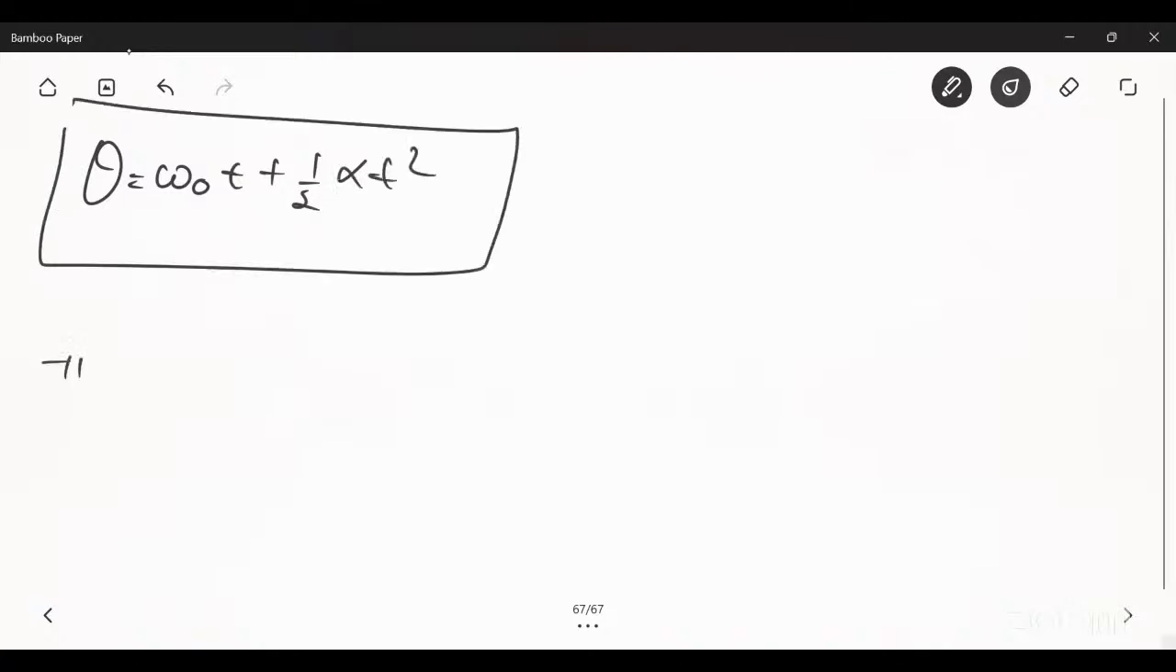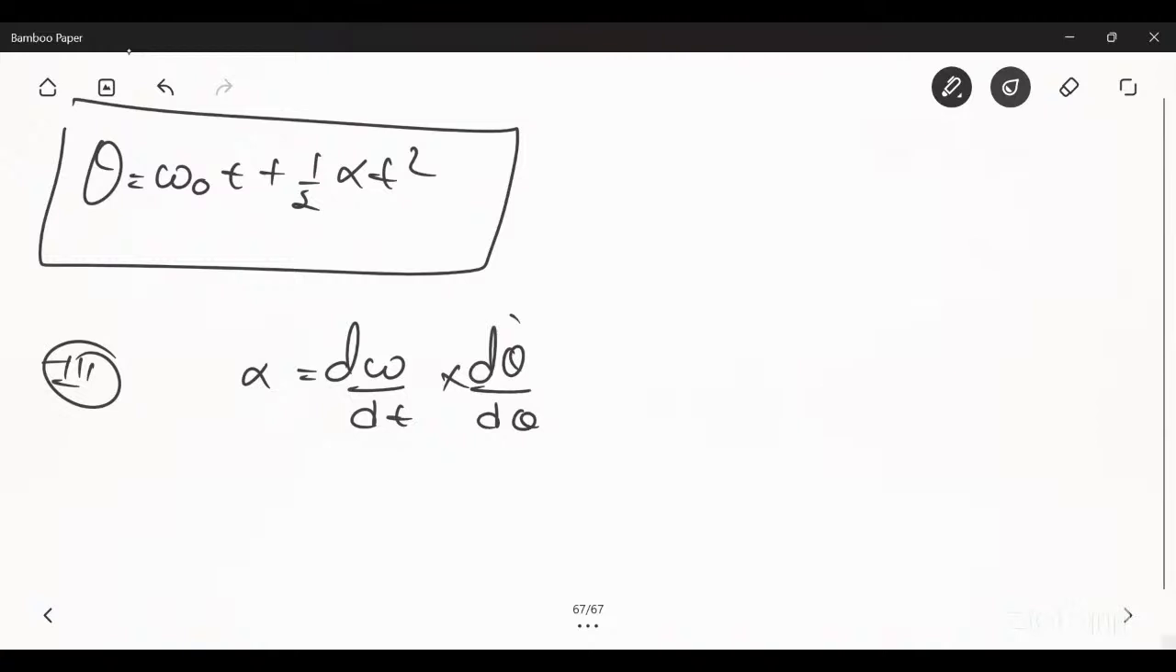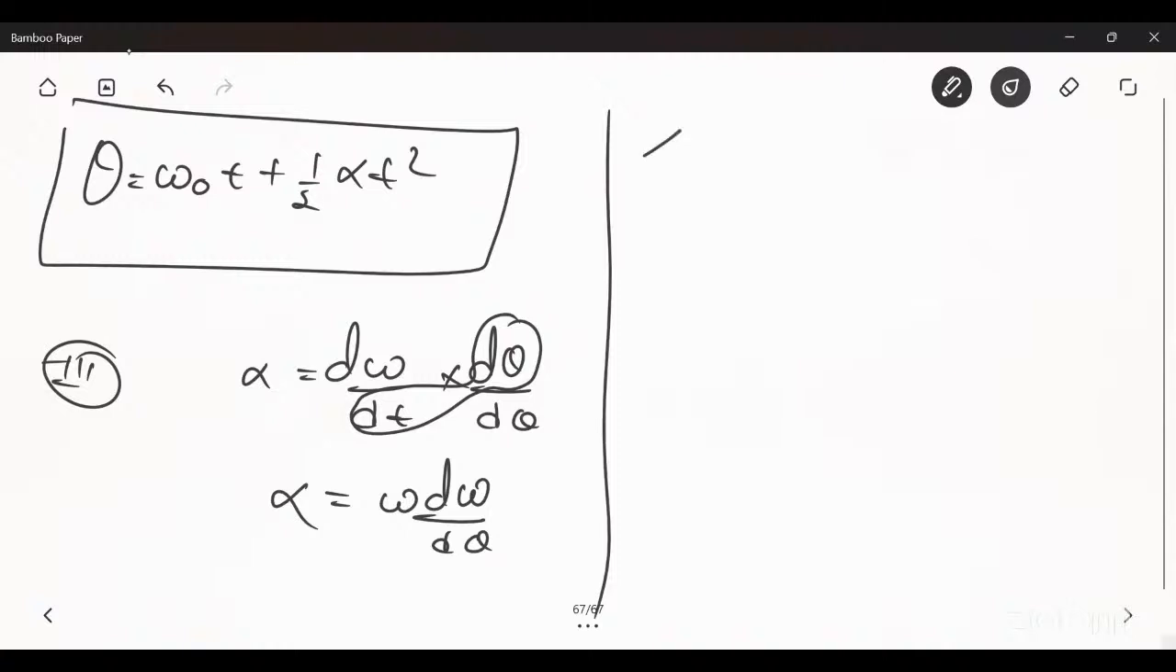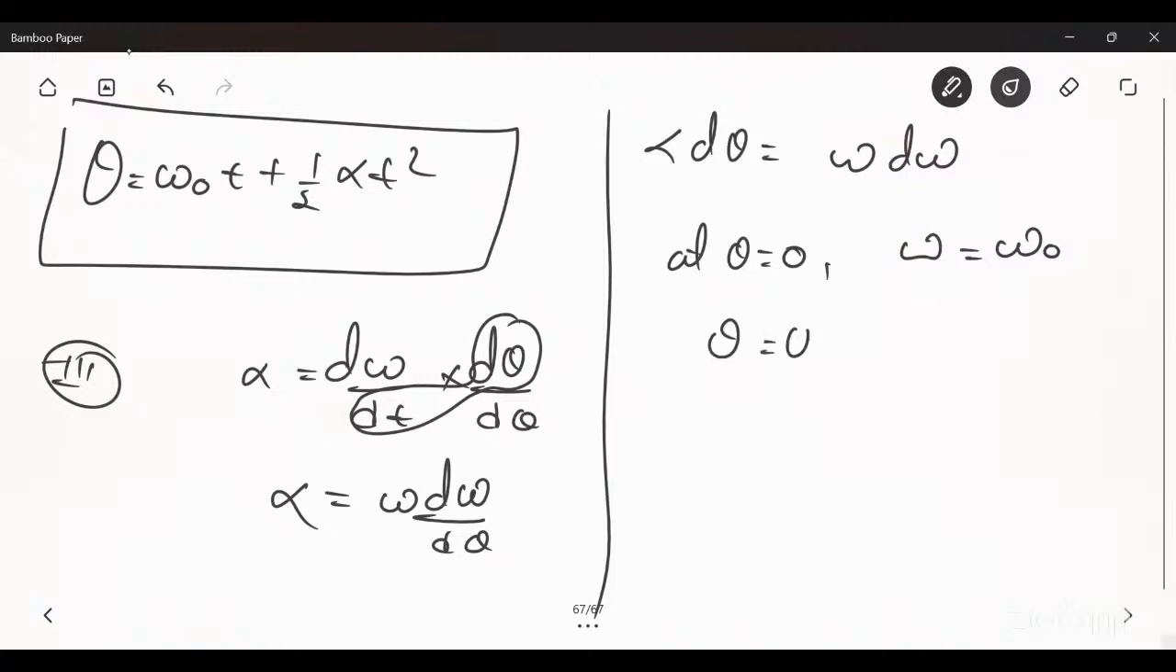Now come to the third equation of motion. We know that alpha is equal to d omega by dt. Now I am multiplying and dividing by d theta, because d theta by dt will become omega. So omega d omega by d theta is known as alpha. On solving, you will get alpha d theta is equal to omega d omega. We know that at theta equal to 0, omega equals omega naught, and at theta equal to theta, omega equals omega.